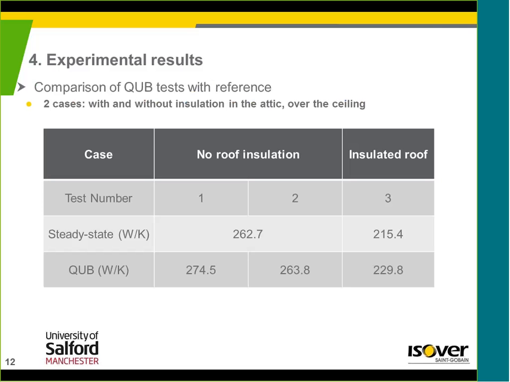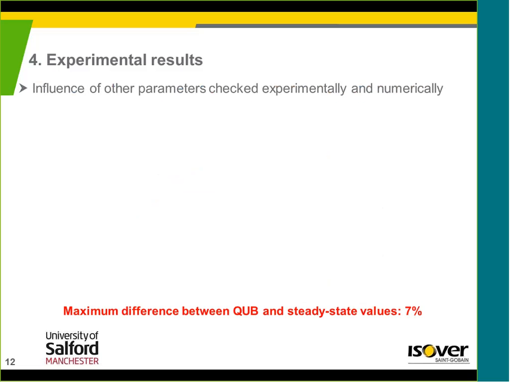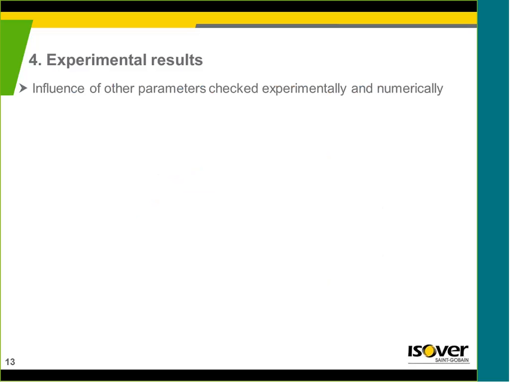So with this method, we did actually three tests on 2 cases, with and without insulation in the attic. It's like a small refurbishment. If you look at the numbers here, what you see is, once again, very nice comparison. The maximum difference that we got between our measurement and the steady state values was only 7%. So these are examples. I would have a lot more of them to show, but of course I have to limit myself for now.